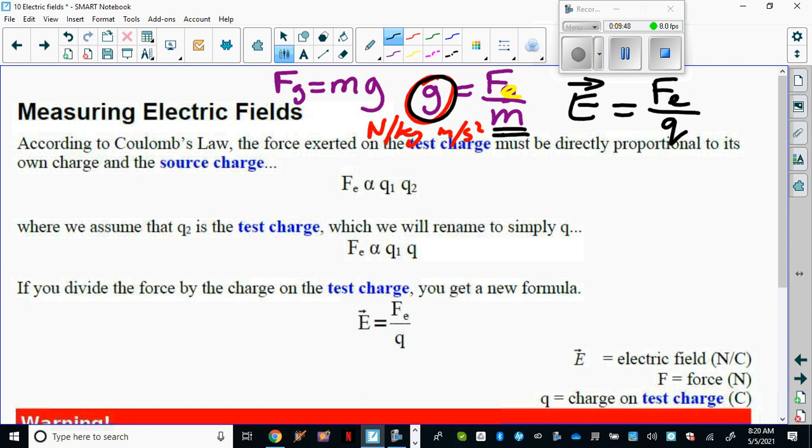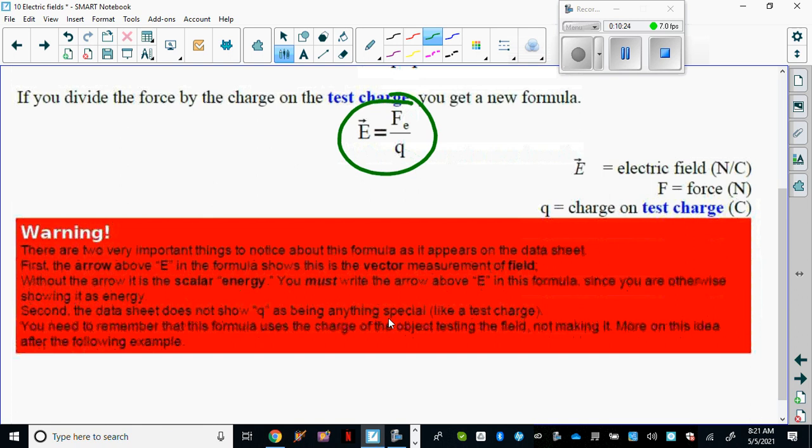So there is a new formula. It's on your formula sheet. Once again, once we get into this kind of stuff, you will often use this form of it. Fe, the electrostatic force on something, equals the electric field strength times the charge, in the same way that the gravitational force acting on something equals the mass times the gravitational field strength. Hopefully that tells you where this formula comes from, and here it is on your formula sheet. The important thing to know here is that the q is the test charge. Then there's a warning there you can read.